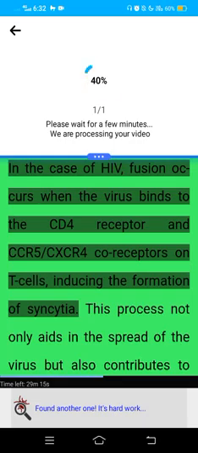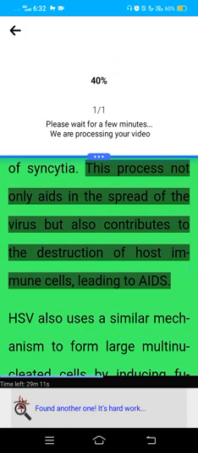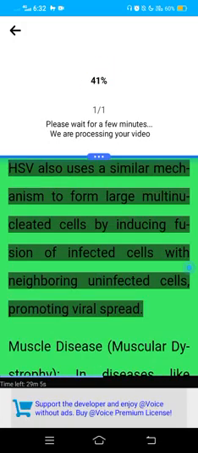In the case of HIV, fusion occurs when the virus binds to the CD4 receptor and CCR5, CXCR4 co-receptors on T cells, inducing the formation of syncytia. This process not only aids in the spread of the virus but also contributes to the destruction of host immune cells, leading to AIDS. HSV also uses a similar mechanism to form large multinucleated cells by inducing fusion of infected cells with neighboring uninfected cells, promoting viral spread.